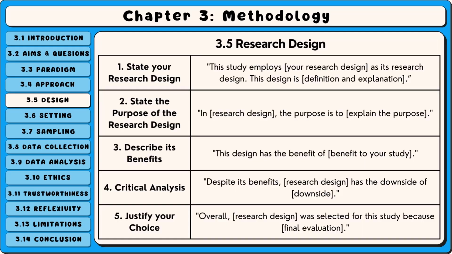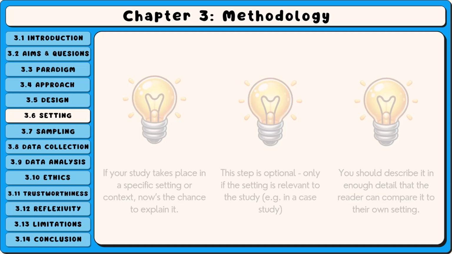That brings us to the end of section 3.5, the research design. In this section, you should have stated your research design, stated the purpose of the research design, described its benefits, critically analyzed the research design, such as exploring some of its downsides, and justified your choice. Section 3.6 is where you will outline the setting.